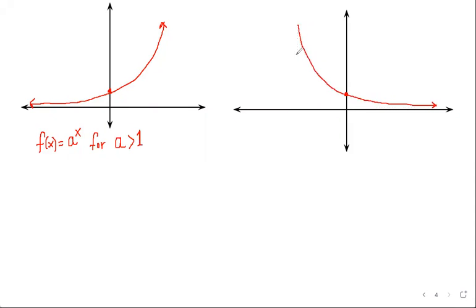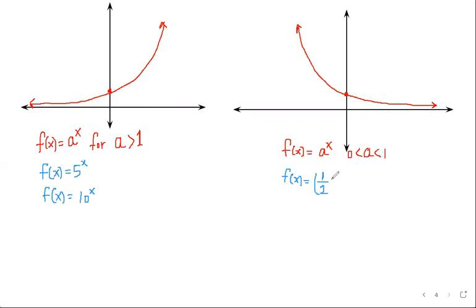For f of x equal a to the x, but here a is between 0 and 1. Here, for example, f of x equal 5 to the x, or f of x equal 10 to the x. Here, example, f of x equal 1/2 to the x, or f of x equal 1 over 3, everything to the x.